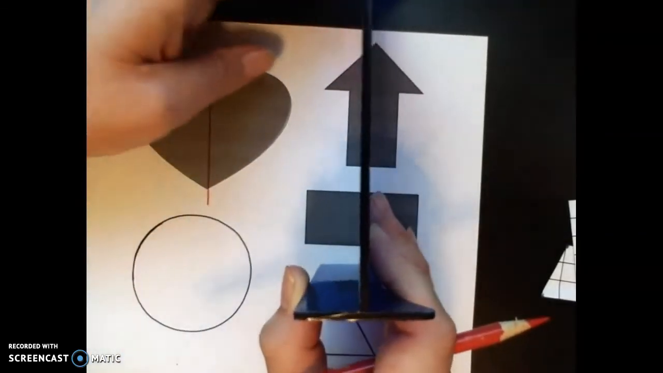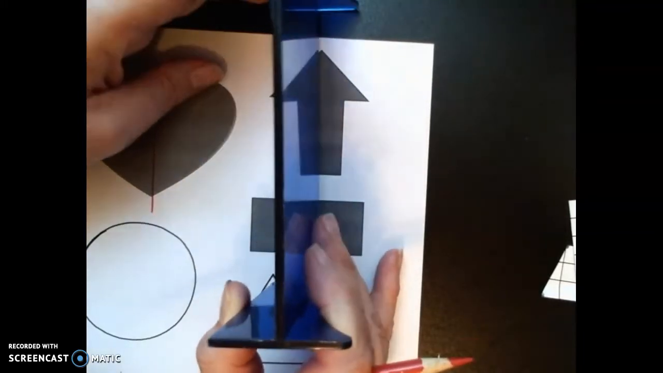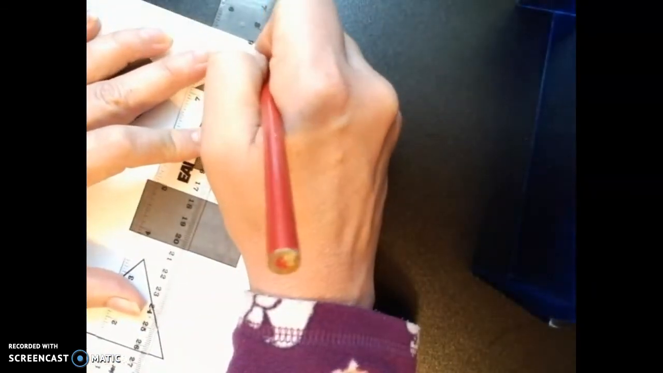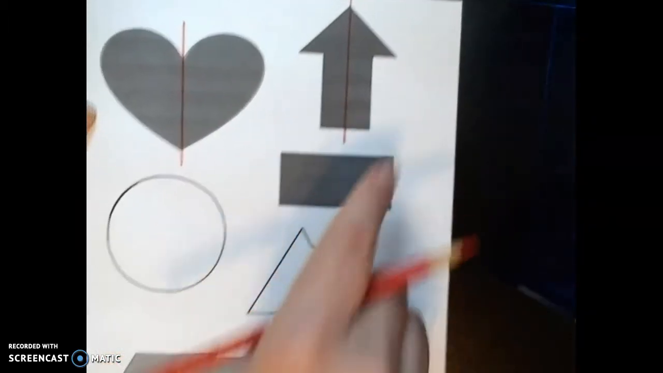Same thing here. If I tilt it, you can see how that goes outside of it, right? So you want to tilt it till it's on it. The other thing you could do is cut these out and fold them. And so right there would be our line of symmetry or axis of symmetry.